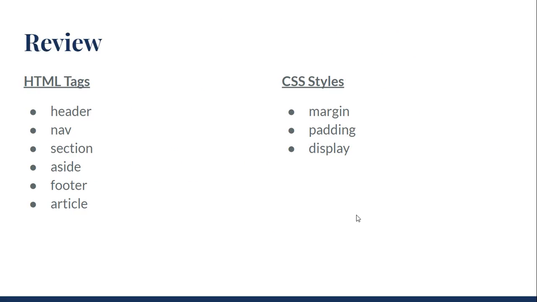A little bit of review, so some HTML tags we talked about: header, nav, section, aside, footer. Article is another HTML semantic tag that is out there. I don't use it often, but it's something that you can use. And then we talked about some CSS styles: margin, padding, display.